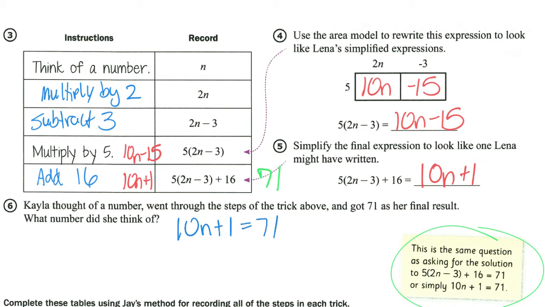So if 71 was the final number, what number did we start with? Or in other words, what is n? Using our steps of solving an equation, we have to do the same thing to both sides. I want to get that n by itself. So I'm going to subtract 1 from both sides and end up with 10n equals 70. Divide both sides by 10 because n is being multiplied there. And I get just 1n because 10 divided by 10 is 1. n equals 7.